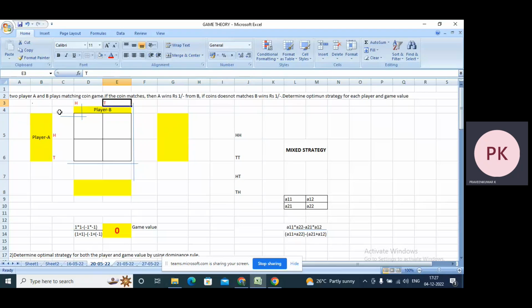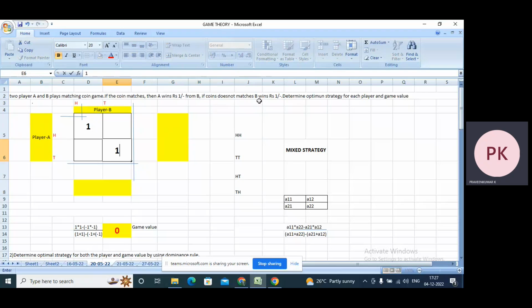The two players, A and B, play a matching coin game. If the coins match, A wins rupees 1. See, head and head, if it matches, A wins rupees 1. Similarly, tail and tail. Look here, tail and tail. If the coins match, tail and tail, player A wins rupees 1 from player B.